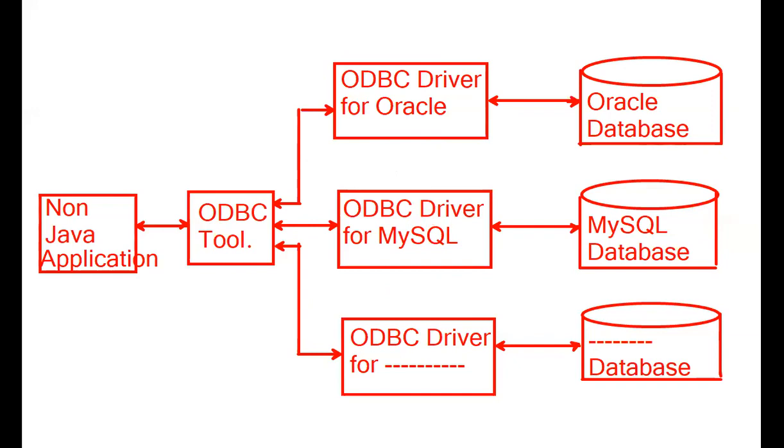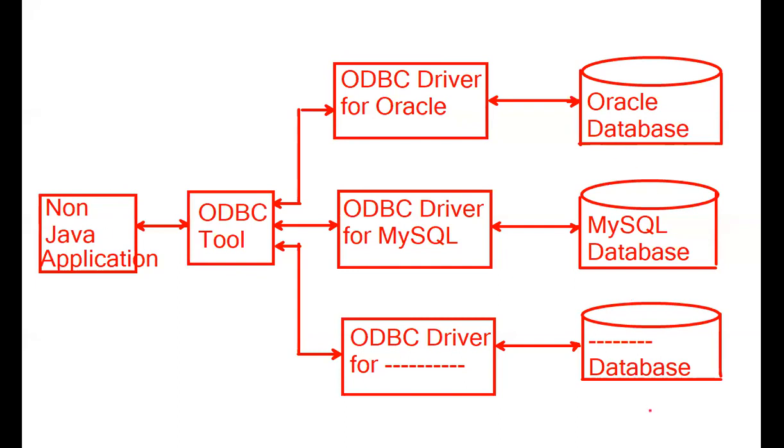Before Java, these drivers were already there. Before Java, how did they develop applications with other languages? That's what I gave here: non-Java, other than Java. What languages already existed? C, C++, Visual Basic, and earlier Smalltalk, Ada, Simula, Perl. So many languages were there. Using those languages, they developed applications connected to databases.